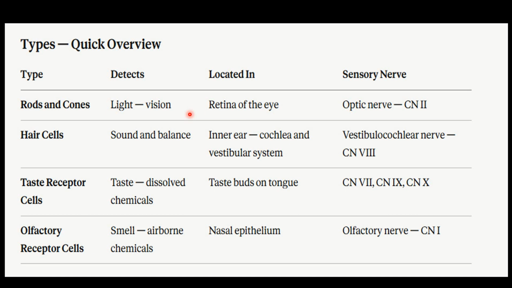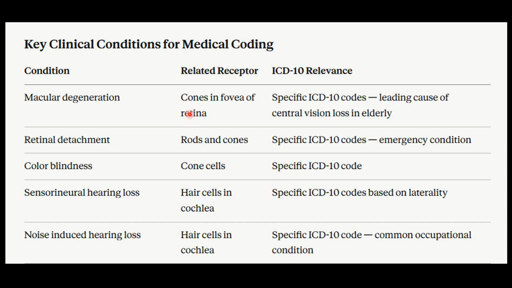Now we'll talk about the key clinical conditions for medical coding. In the first column I have mentioned all the conditions, in the second column the related receptor, and in the third column the ICD-10 relevance. Condition wise, the first condition is macular degeneration. Here you can see it is related to the cones in the fovea of the retina.